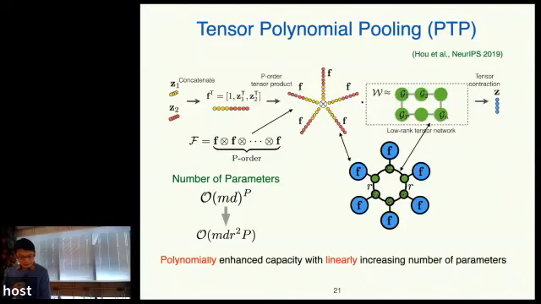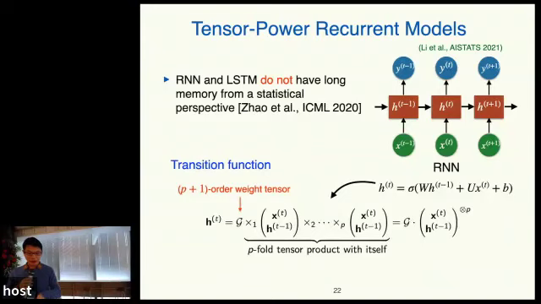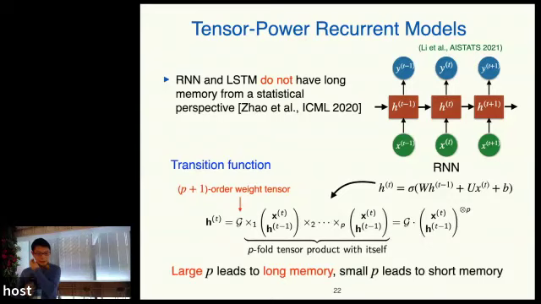Such an idea can also be applied to other models. This is one example applied to RNN. We can change the RNN layers to tensor network layers. We call this tensor power recurrent models. Interestingly, we show theoretically that if we use such a tensor power layer, there's a P. P means how many times we do the tensor product, and theoretically if P is larger, it will generate long memory. That means we overcome one of the typical drawbacks of a traditional RNN. And if P is small, it will generate a short memory.